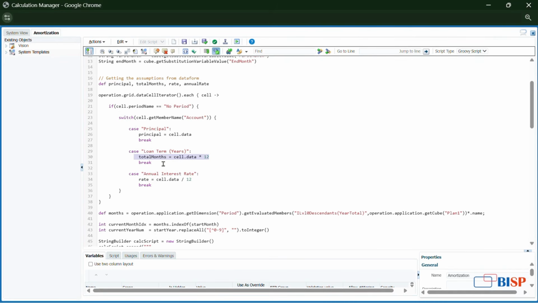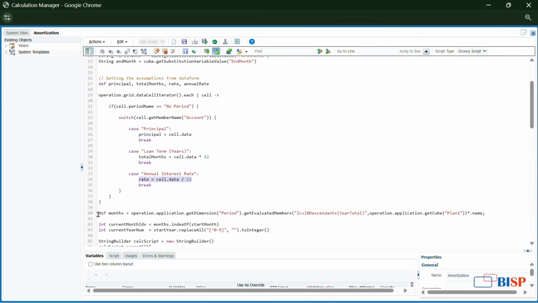Case annual interest rate. This retrieves the annual interest rate. The rate is equal to cell.data divided by 12. Because calculation occurs monthly, the annual rate is converted into a monthly rate. So 4% divided by 12 is equal to 0.333% per month.